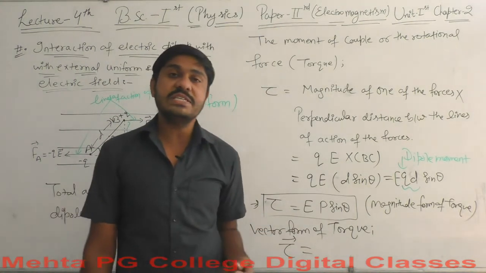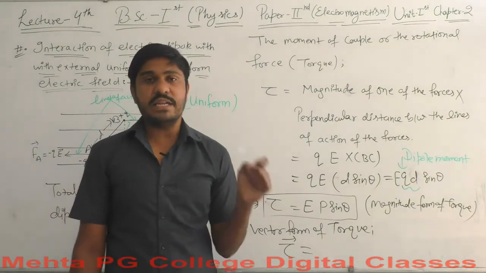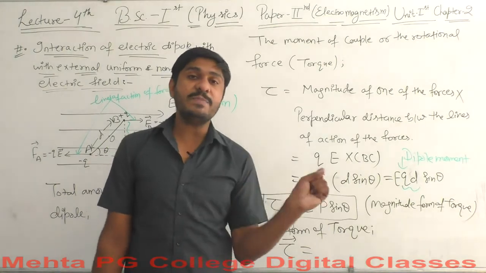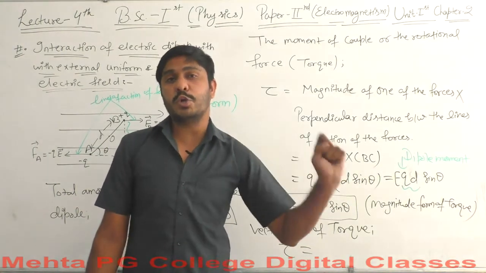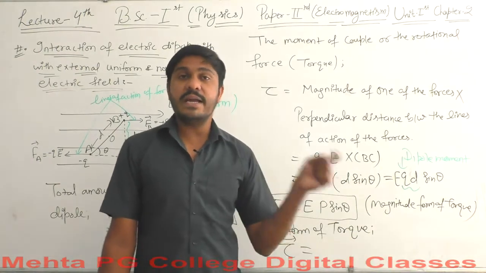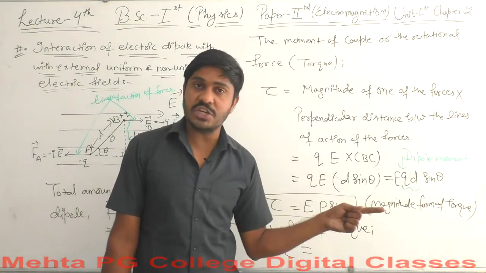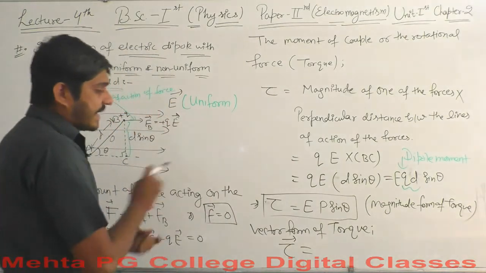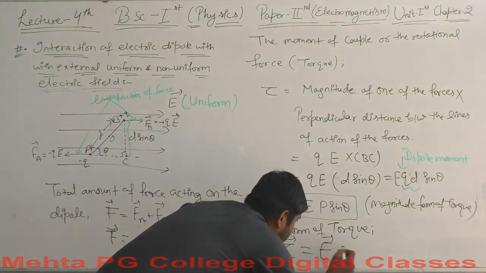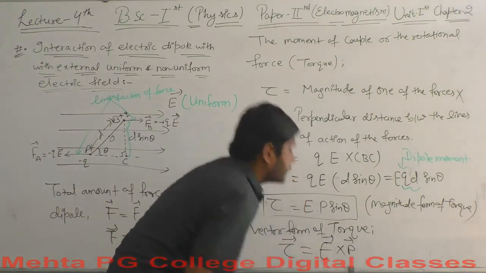Sine theta represents a vector multiplication, and every time you go for a vector multiplication, you will end up having a cross product, not a dot product, because the dot product has an extension of cosine of theta and the cross product has an extension of sine of theta. So let's find out the extension here. This is saying E vector cross P vector.